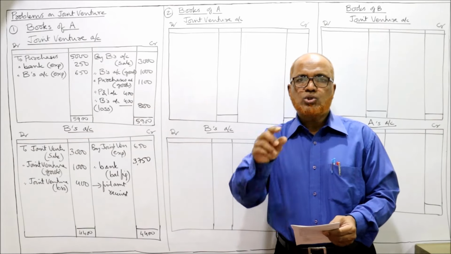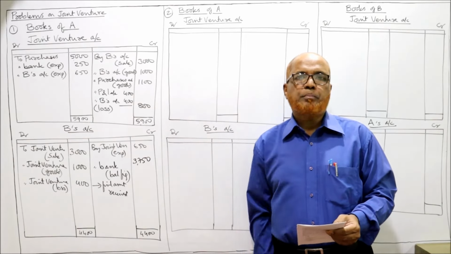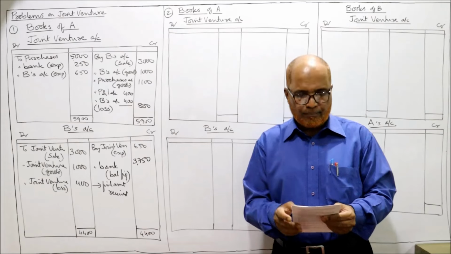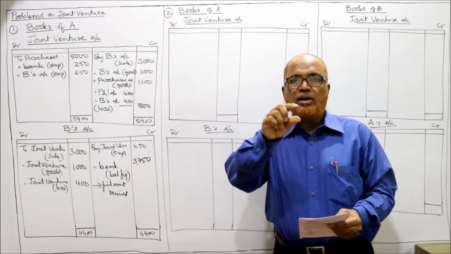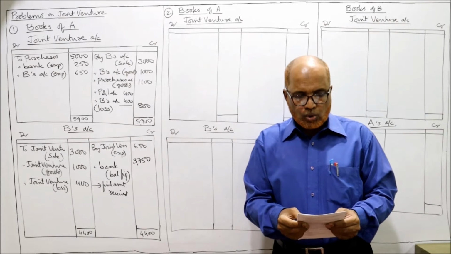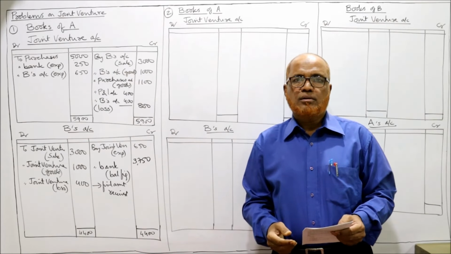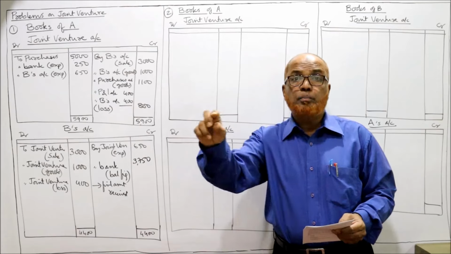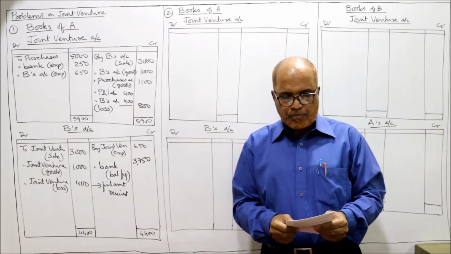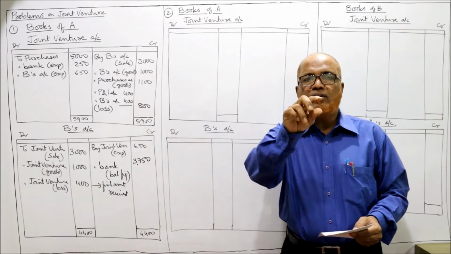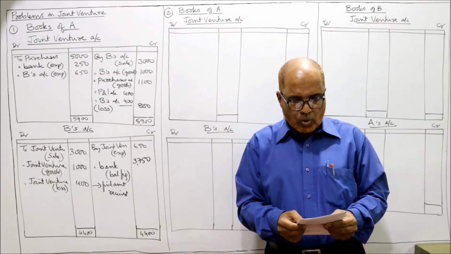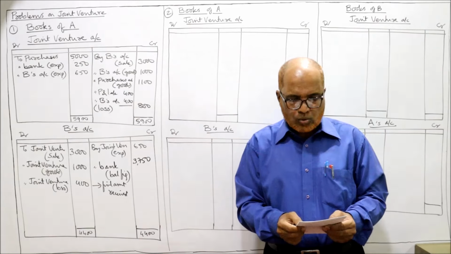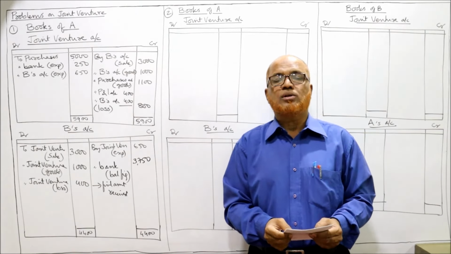A has supplied the goods for rupees 5,000. So entry will be joint venture account debit to purchases account in the books of A. And expenses incurred, joint venture account debit to bank. B supplies goods to the value of 4,000. Joint venture account debit to B's account. And incurs expenses of rupees 300. Joint venture account debit to B's account 300. B sells goods on behalf of joint venture for 12,000.